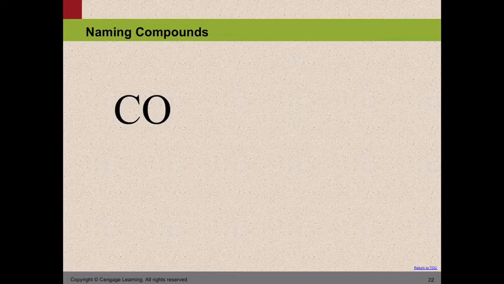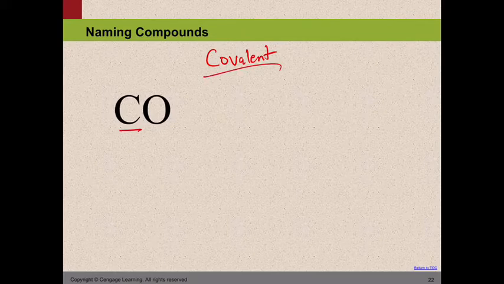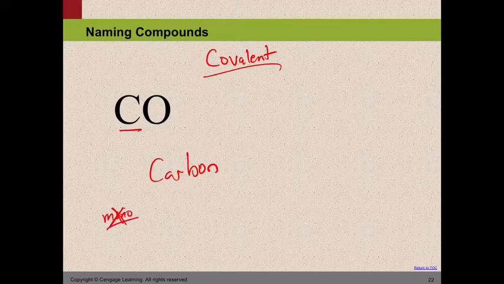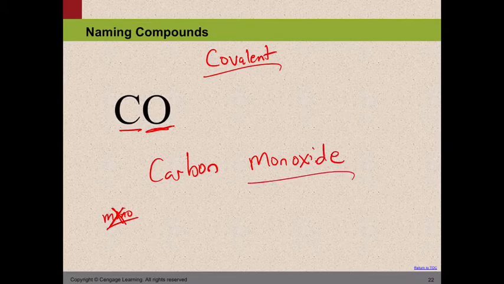Again, we already know it's covalent. Everything we're looking at today is going to be covalent. So I have carbon. There's 1 of them, so we do not put mono to start with. Never put mono to start with. And this is how many oxygens? 1, so that'd be monoxide.